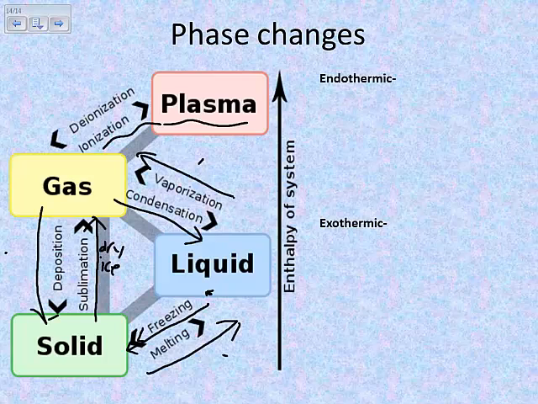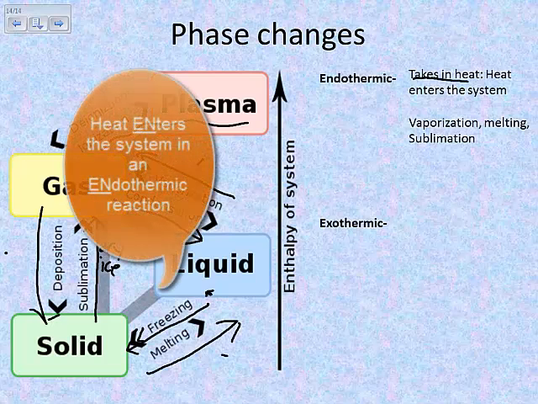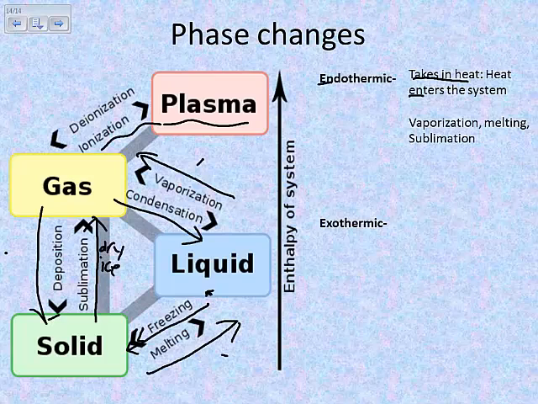So in addition to knowing all 6 phase changes, you need to be able to classify them as endothermic and exothermic. So here's a definition of endothermic phase changes. Anything that's labeled as endothermic is going to take in heat, or heat enters the system. And a good way to remember that is EN, EN. Endo enters into the system. And then you have your 3 phase changes right there. Fill that in your notes. Those are your 3 phase changes that are classified as endothermic.